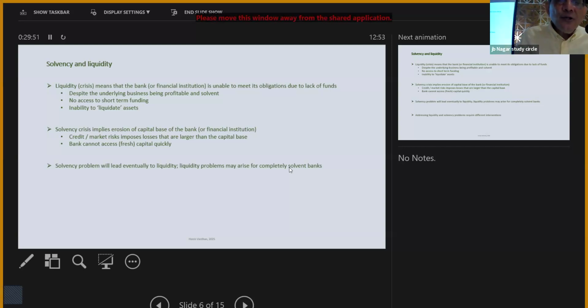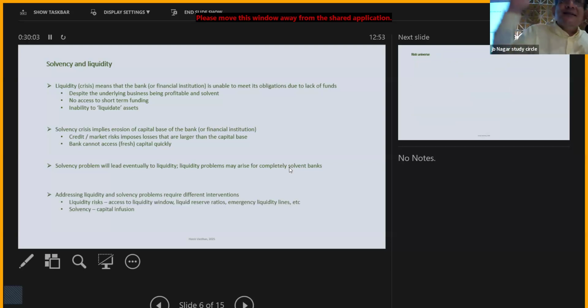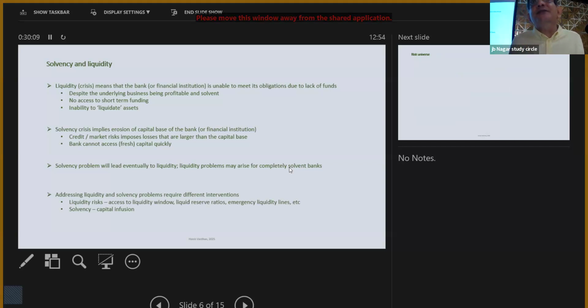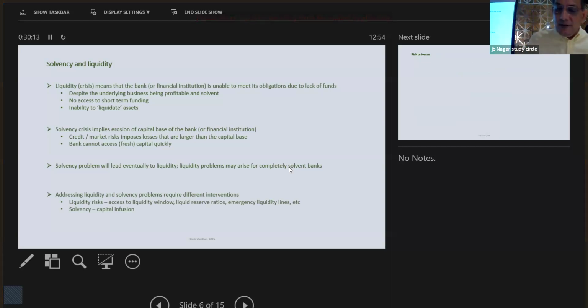A solvency problem will eventually lead to a liquidity problem, and a liquidity problem may arise even for a completely solvent bank. I just mentioned that. Addressing liquidity and solvency problems requires different interventions. Liquidity risk requires short-term access to liquidity, where banks can access short-term liquidity and solve the problem. Solvency requires capital infusion, and that's why solvency problems are generally slightly harder to resolve.